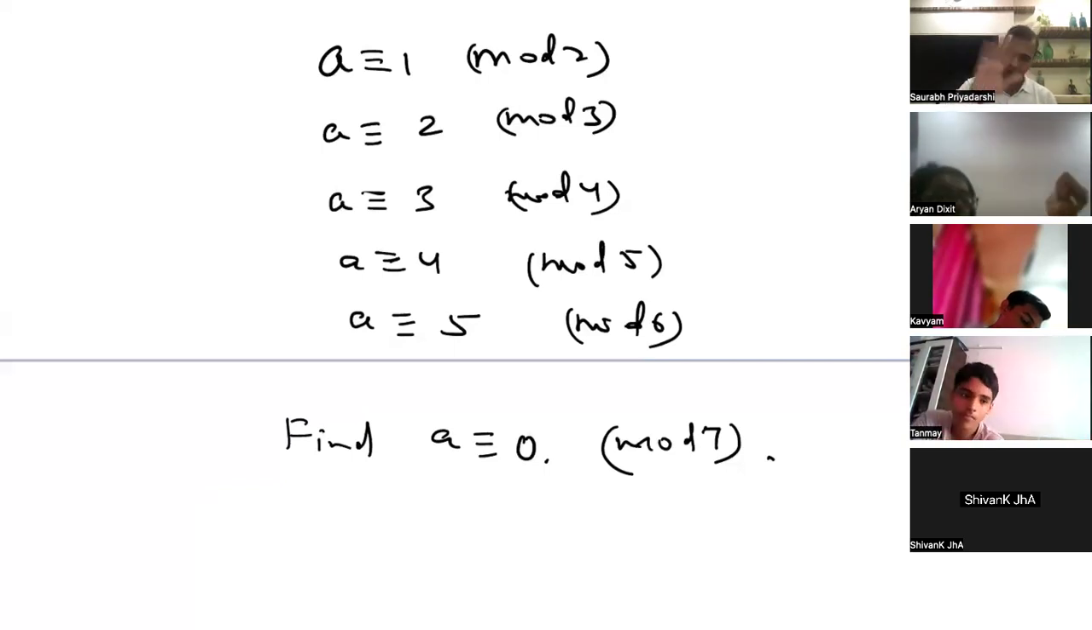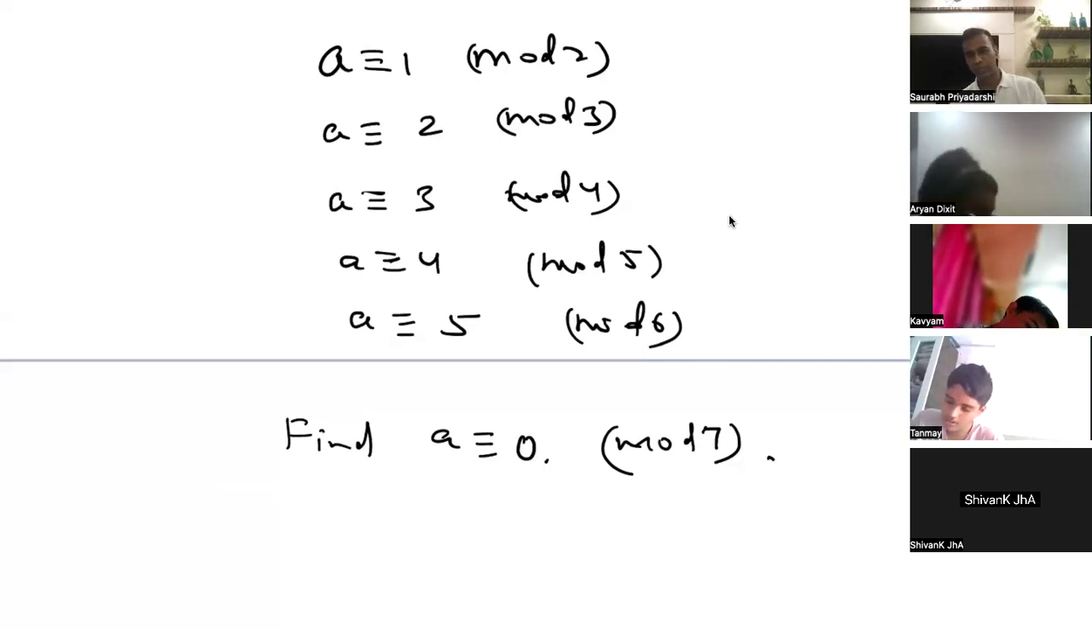Aditya, what you are doing, just tell me the complete process, once. Yes, sir. So I wrote A congruent to -1 mod 2, then -1 mod 3, then -1 mod 4, -1 mod 5, -1 mod 6. Then, sir, I took the LCM, which is 60. So the value would be 59 except for mod 7. So then I multiplied by 7 to get it divisible by 7. So it would be 413, and then I checked if all of them satisfied that.